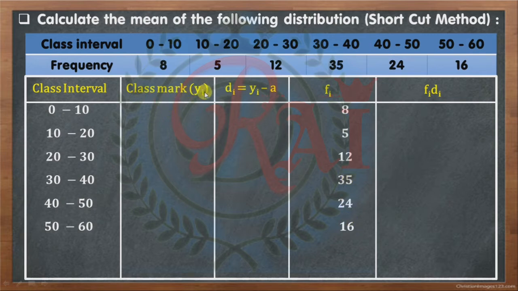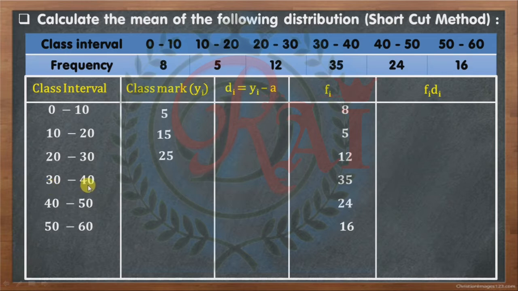We will calculate the class mark. Class mark is nothing but the midpoint of the class interval. Midpoint means we add the lower limit and upper limit and divide by 2. 0 plus 10 is 10, 10 divided by 2 is 5. 10 plus 20 is 30, 30 divided by 2 is 15. 20 plus 30 is 50, 50 divided by 2 is 25.